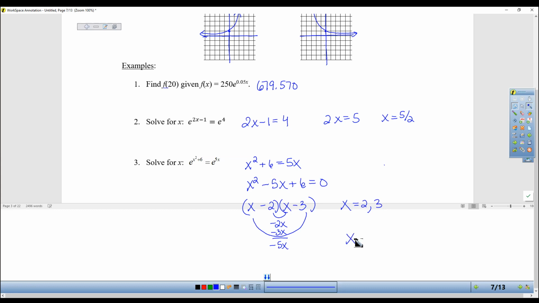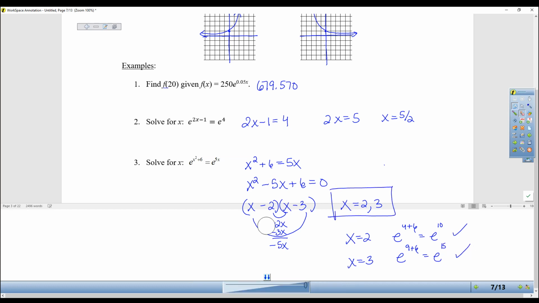And you can see that pretty clearly. If x is equal to 2, then you have e to the 4 plus 6 is equal to e to the 10, which is the same. If x is equal to 3, you have e to the 9 plus 6, which is e to the 3 times 5, which is 15. And that also checks. So these are my two answers.